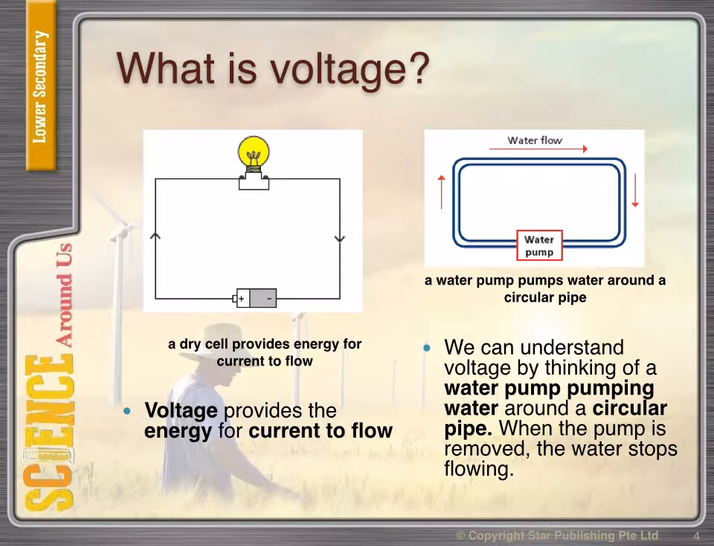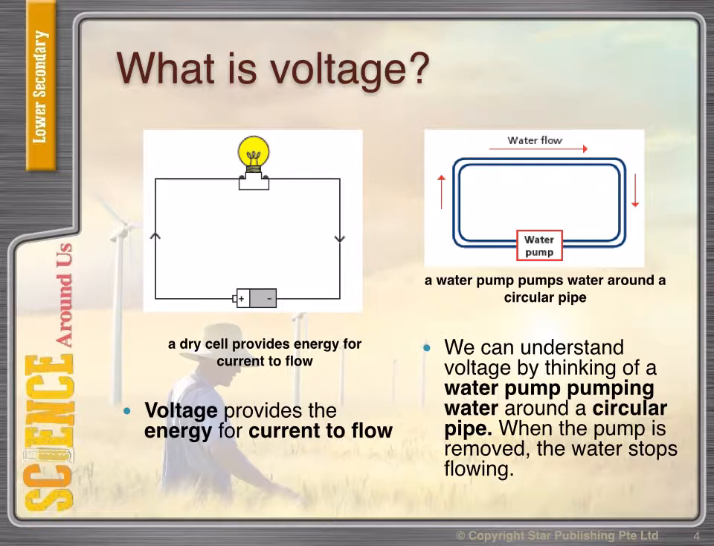Okay, the next concept is voltage. So what exactly is voltage? Voltage provides the energy for the current to flow. If you don't have voltage, your current is unable to flow through the circuit to make the light bulb work. You can think of the voltage as just like a water pump.